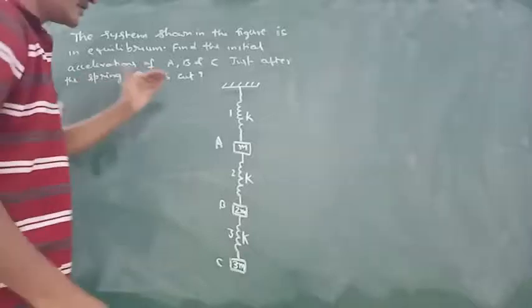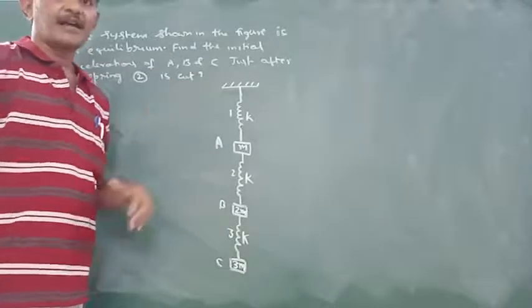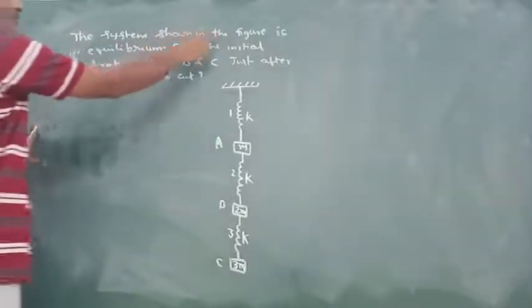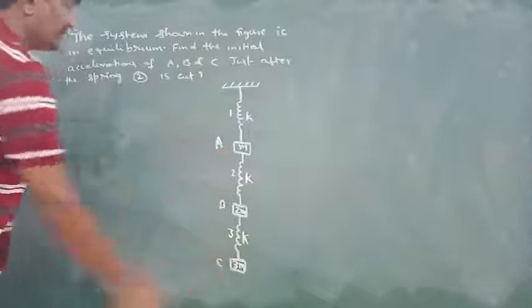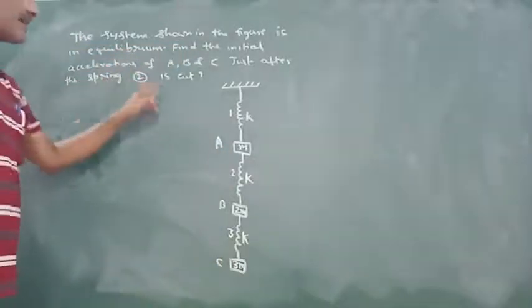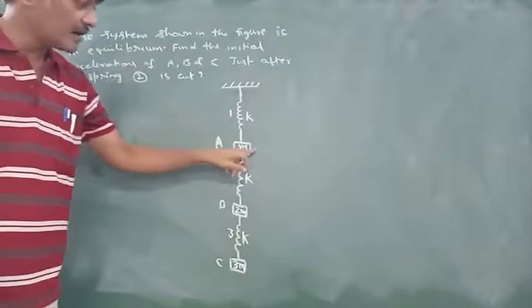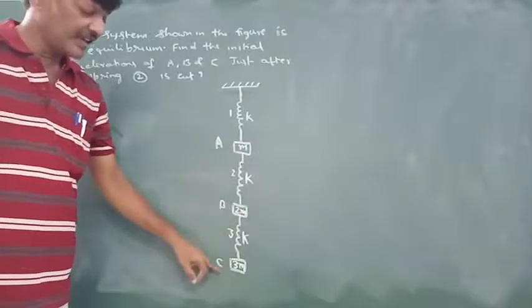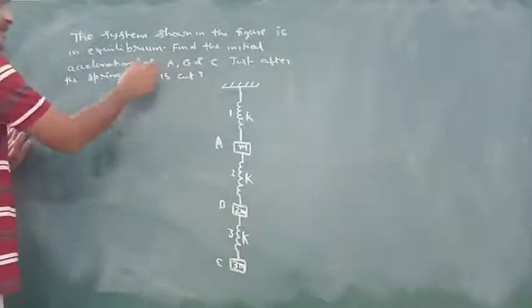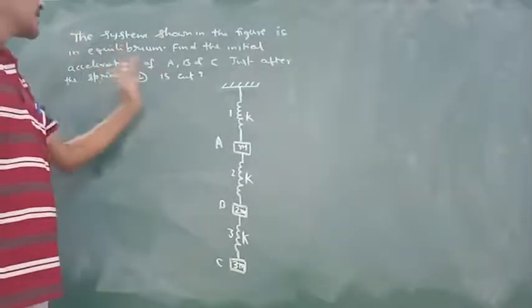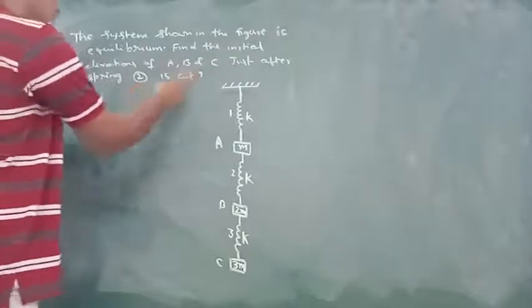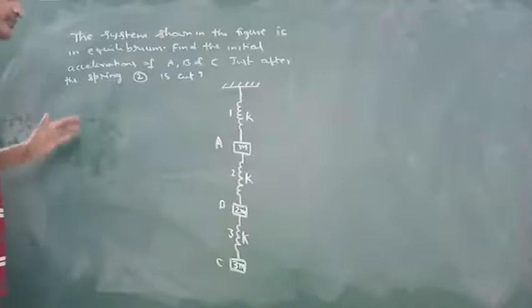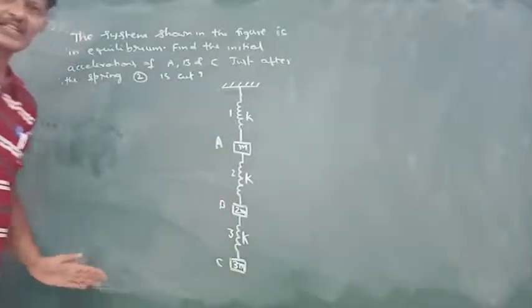Let us discuss another kind of problem in which a spring is cut. The system shown in the figure is in equilibrium. Find the initial accelerations of A of mass m, B of mass 2m, and C of mass 3m, just after spring 2 is cut.